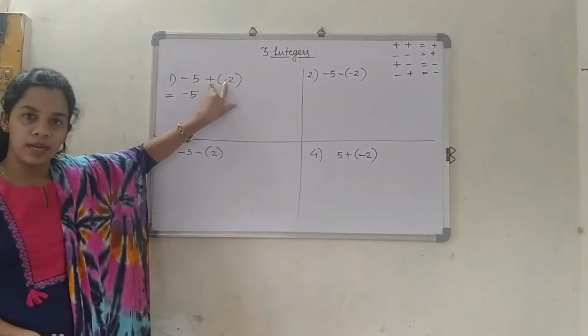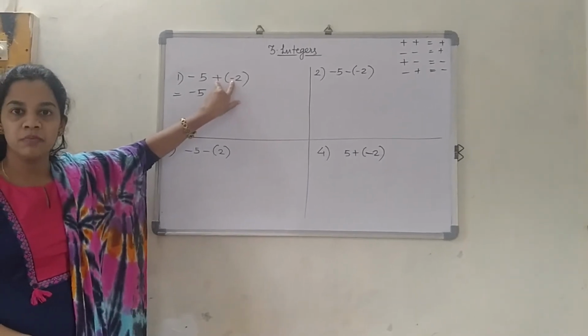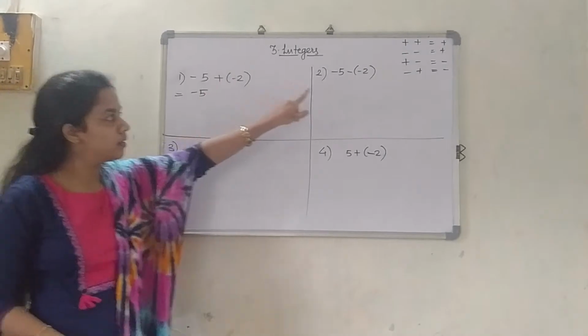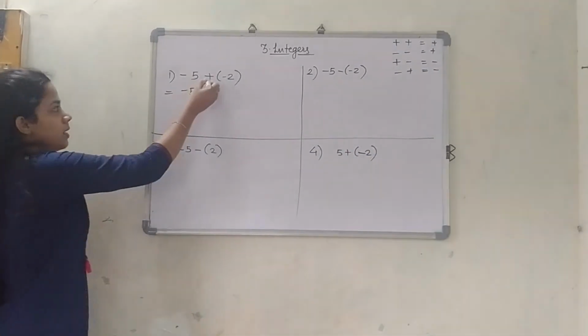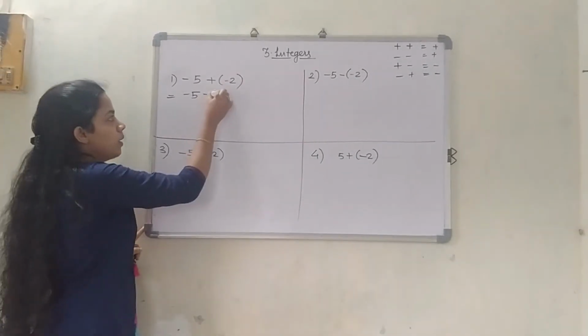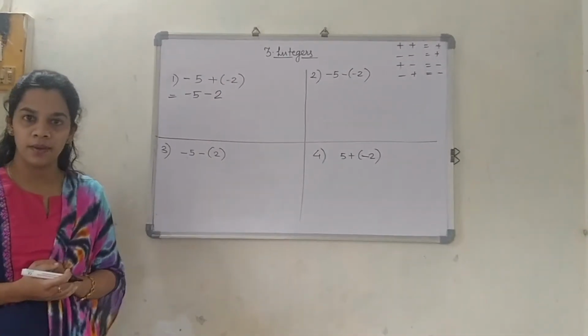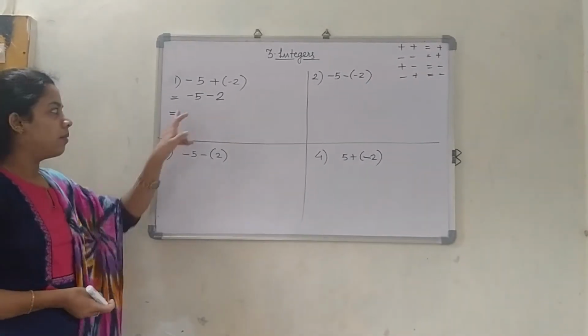Plus minus, two signs are different. When two signs are different, what is the answer? Yes, it is minus. Plus minus is minus. So instead of that plus minus, I am going to write only one minus, and the 2 will come as it is. Is this okay? Fine.